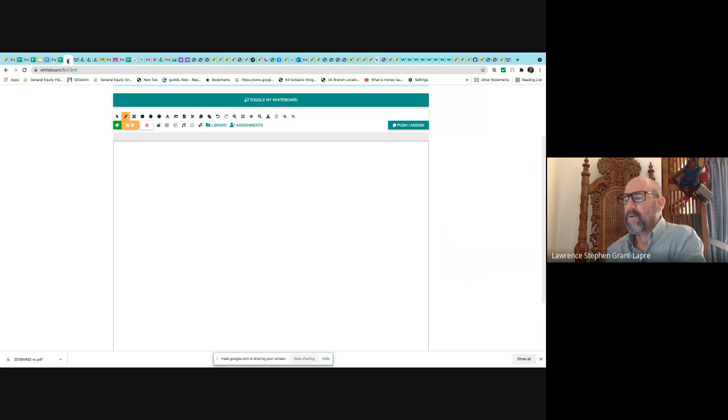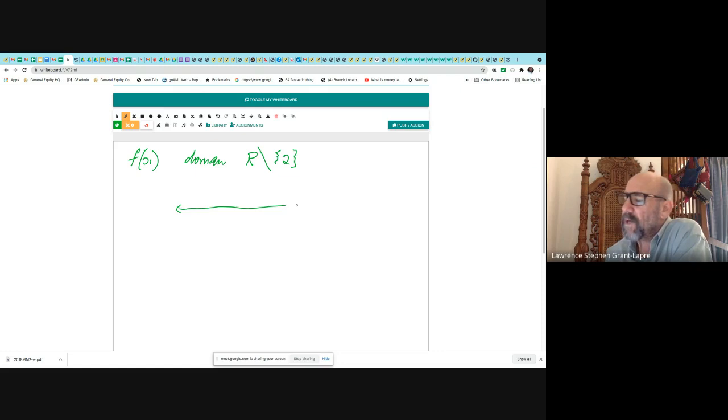Okay, so if we have a function where the domain is the set of all real numbers except the number, say, 2, all right? So it's all real numbers except the number 2. Well, that means really there is only one value that the graph cannot be, and so it can be any value except the value 2.